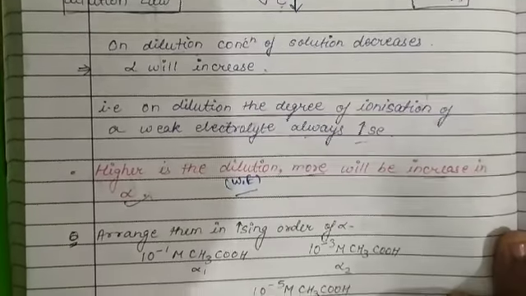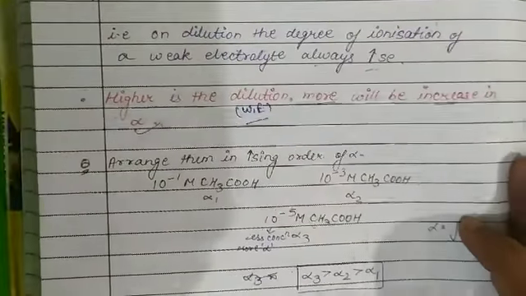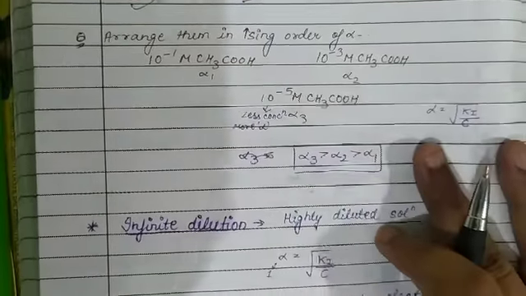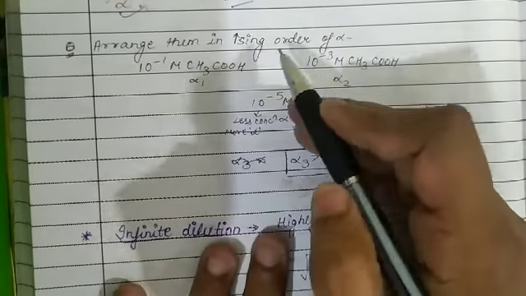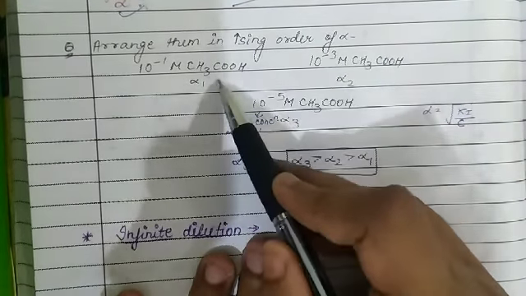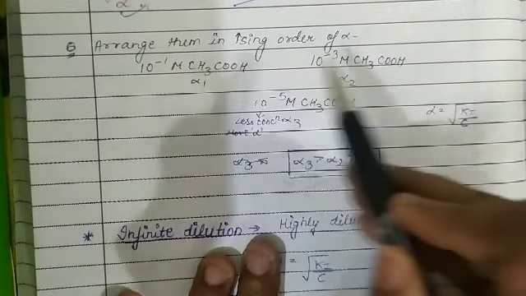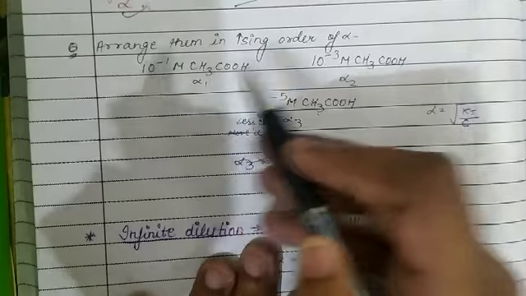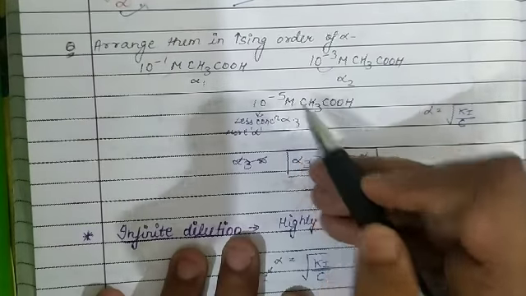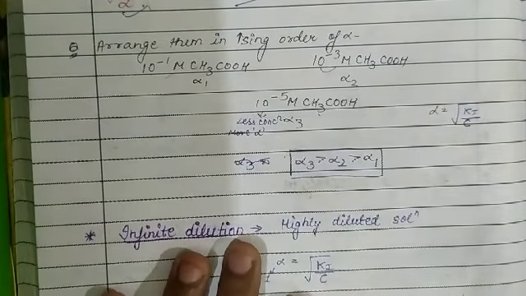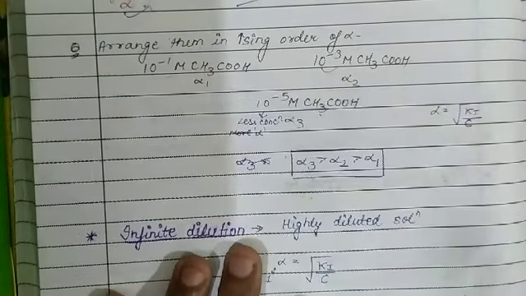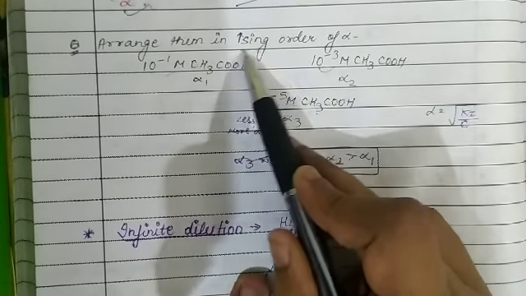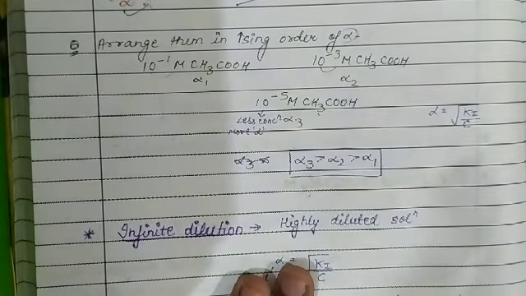See, arrange the following in the increasing order of alpha. Three acids are given, the same acid, acetic acid, with concentrations 10^-1, 10^-3 and 10^-5. So these are basically weak acids, and for weak acids we have to find the increasing order of alpha, degree of dissociation.